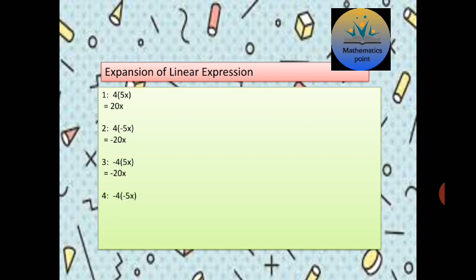Then the last one is that we have minus 4 multiplied with minus 5. So minus times minus in multiplication will become plus, and 4 times 5 is 20x. So now we have the plus 20x answer. Now you can compare all four situations as shown on your screen.